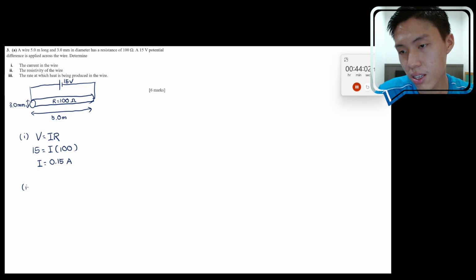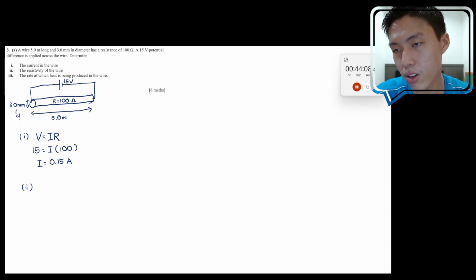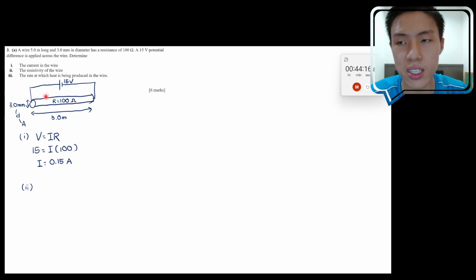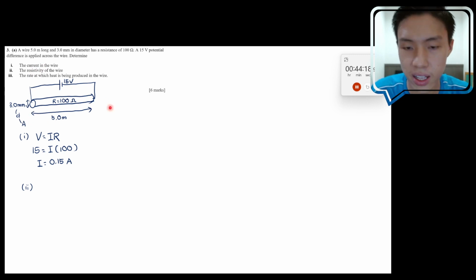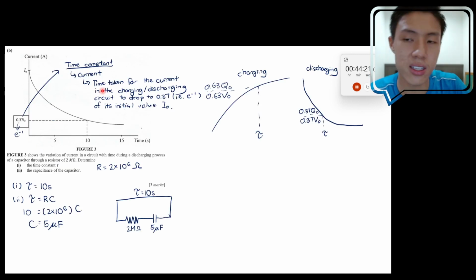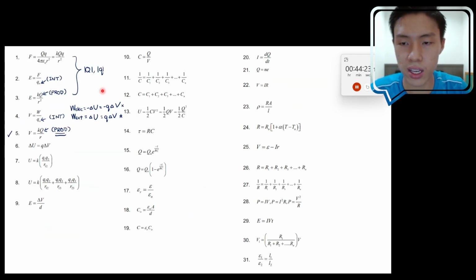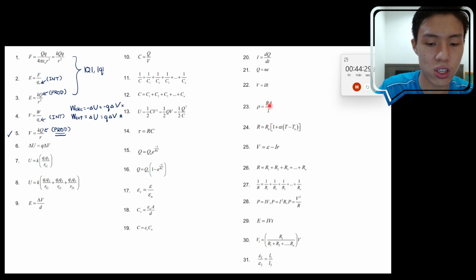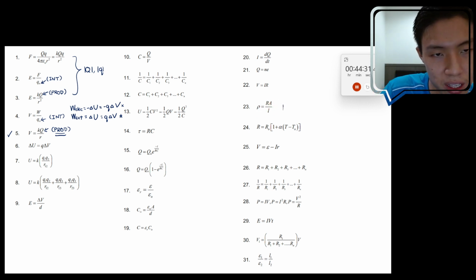Next, the resistivity of the wire. Okay, you are given the length, you are given the diameter. This is diameter, but you can use it to find the area. So you have the area, you have the length. Well, that helps you to know how you relate the resistance, the resistivity, the area, and the length. Well, these are the factors that affect resistance. Okay, so chapter 3, this set of equations relates everything together.